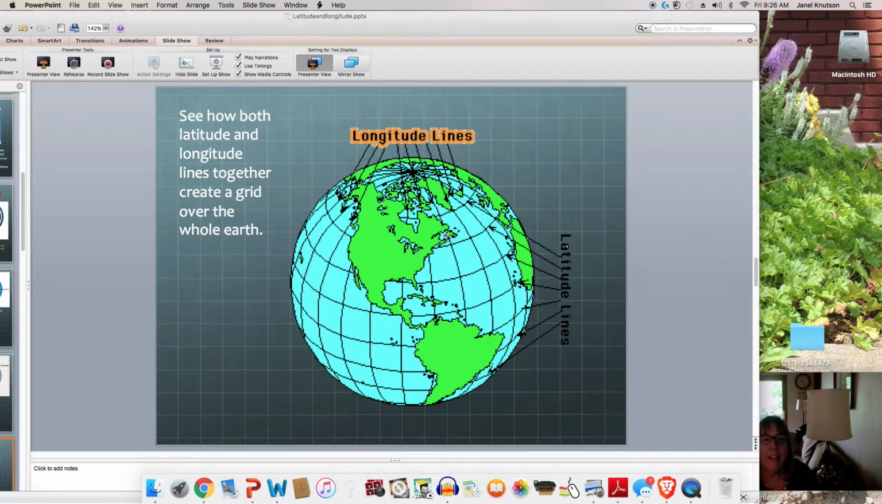See how both the latitude and the longitude lines together make a grid? And whenever you have a grid, you can find location. You can do sort of a coordinate grid. And that's what we use. We use longitude lines, these long ones, and latitude lines, these going across, to make a grid. Let me get to my next page here.